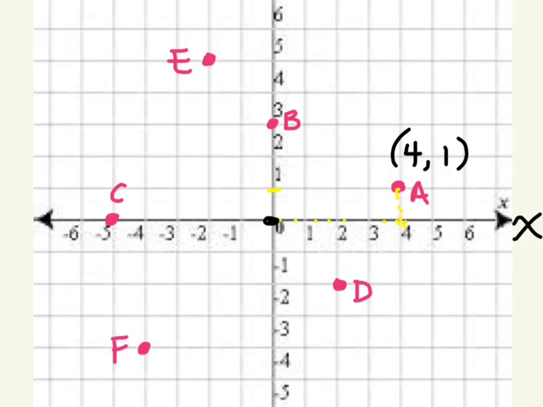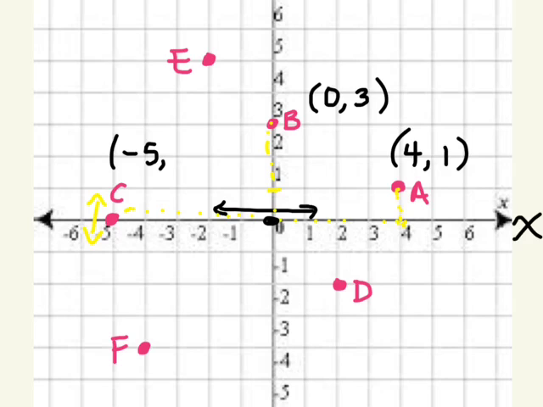So for B, because sometimes people mix it up, we look to see, does this coordinate move left or right? Does B move left or right at all? No. So it starts at 0. It doesn't move left or right, but then we know that it's going to move up, and we stop at 3. Then the opposite for C, does it move left or right? Yes, it does. So it moved to negative 5, and then does it move up or down? No, so it stays. C actually stays on the x-axis, and B stays on the y-axis.